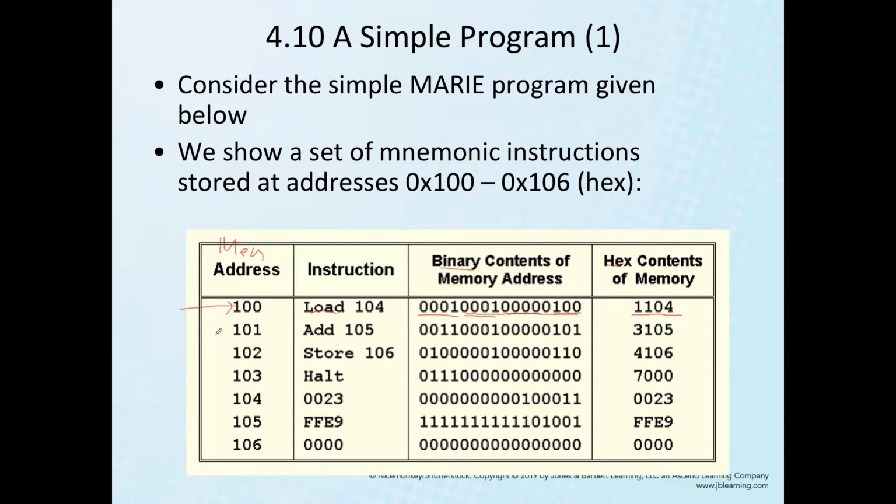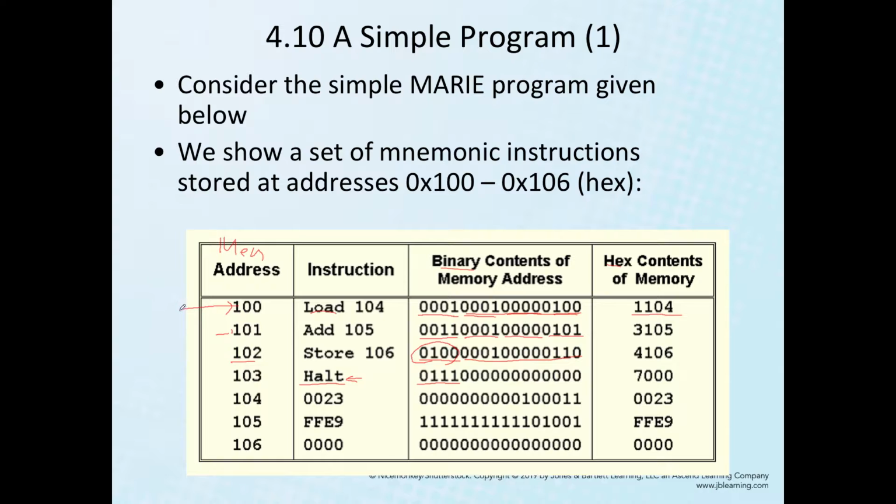And then at the next address, the instruction is add 105. Add is OP code 11, and then 105 is there. And the next one at address 102 is store, 0100 is the OP code for that, and then the remaining part is the 106 address. And then the last one is a halt, 0111, and the rest are all zeros. A halt means the computer program simply stops there.